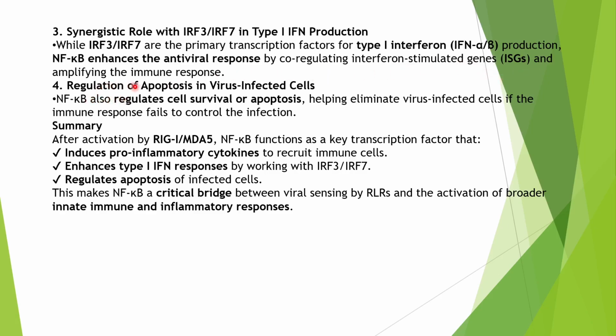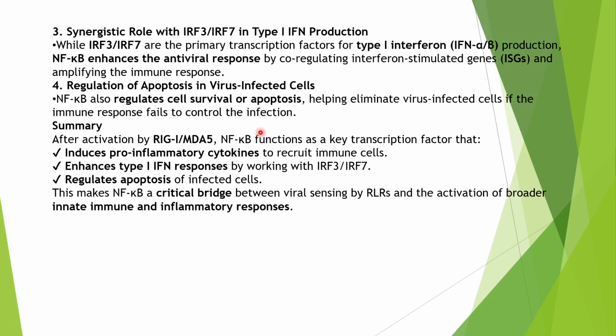Then also regulation of the apoptosis in virus infected cells. So first virus clearance occurs. So if the viral infection is overload and the cell has to be now eliminated because now the cell can't survive, NF-kappa B also regulates the cell survival or apoptosis. So helping eliminate virus infected cells if the immune response fails to control the infection.